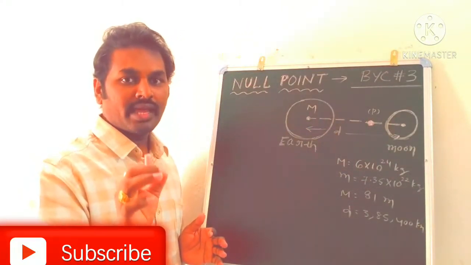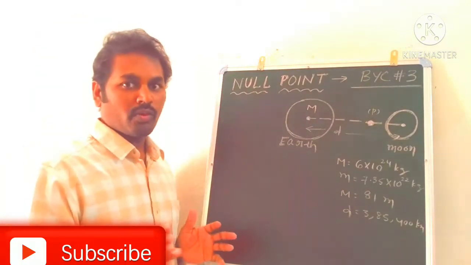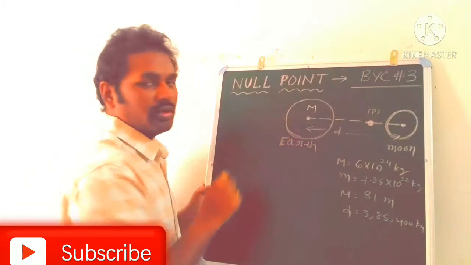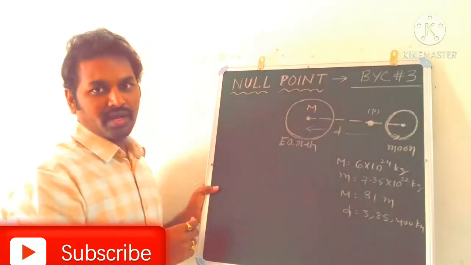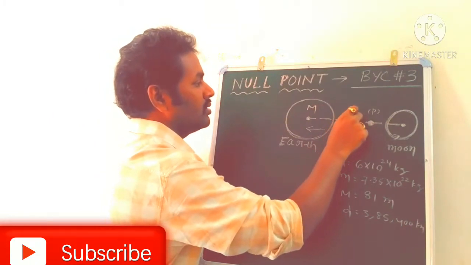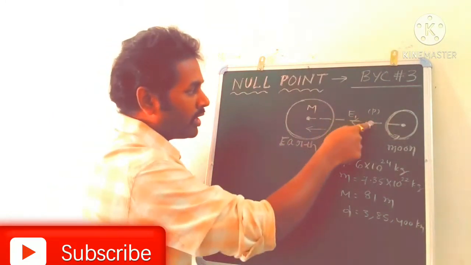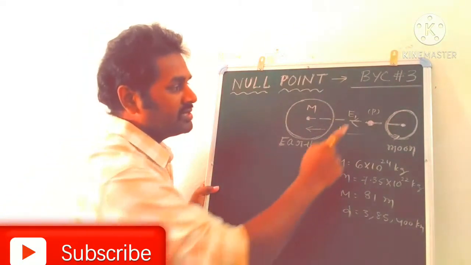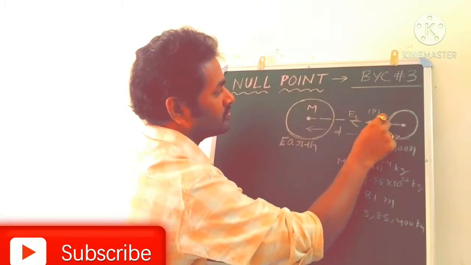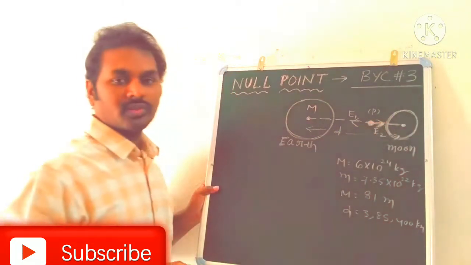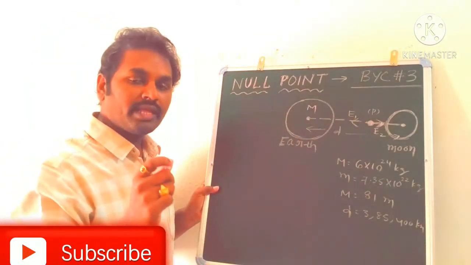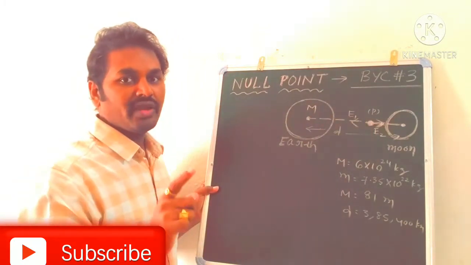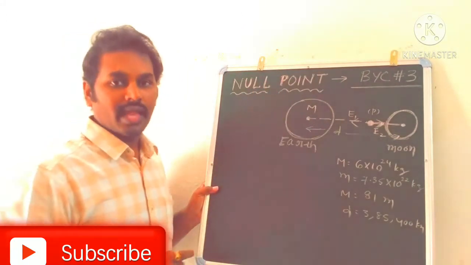Somewhere you will get the null point where the field intensity is 0. We don't know that point. Let it be taken at point P. Now, at the point P, due to the earth mass, the field intensity is acting towards the earth. Let it be taken E1. So E1 is the gravitational field intensity at the point P due to the earth mass. Similarly, at the same point, the gravitational field intensity due to the moon will be acting towards the moon, and it is taken as E2. If these two values are equal in magnitude, as they are opposite, these two will get cancelled. There you will get the resultant field intensity equal to 0, which is called a null point.